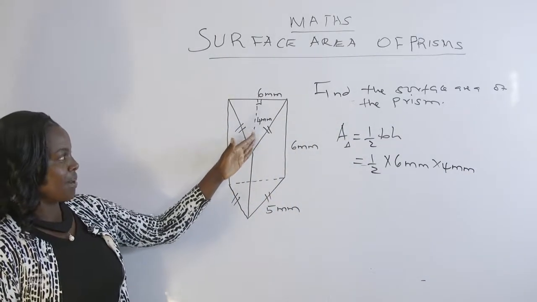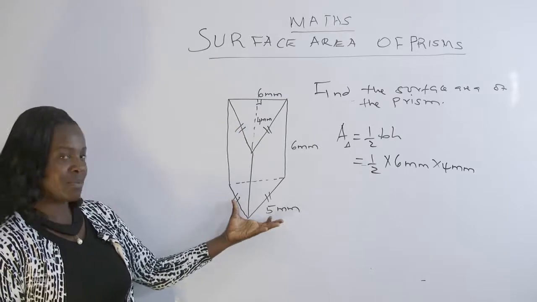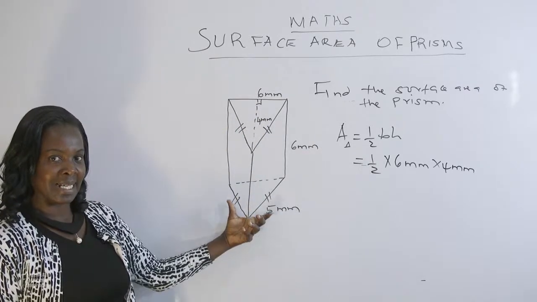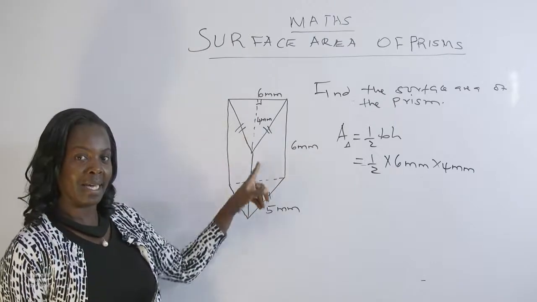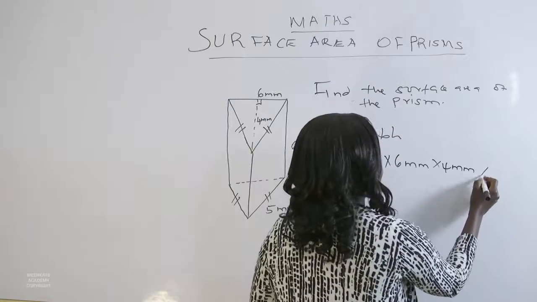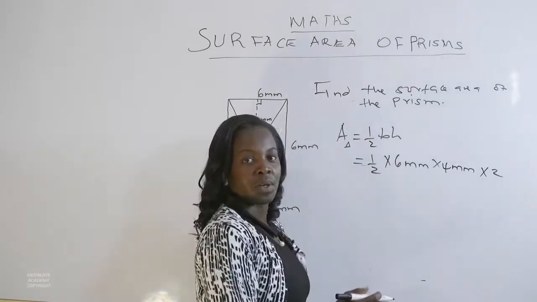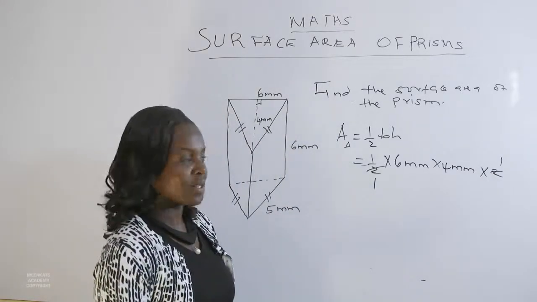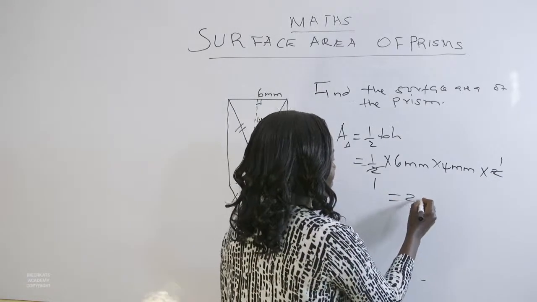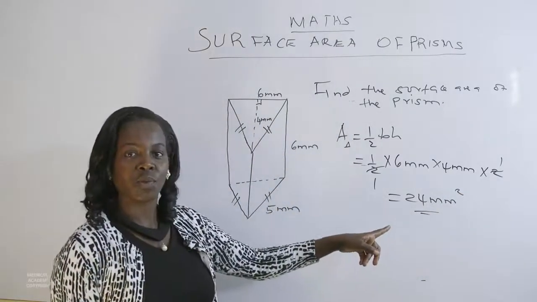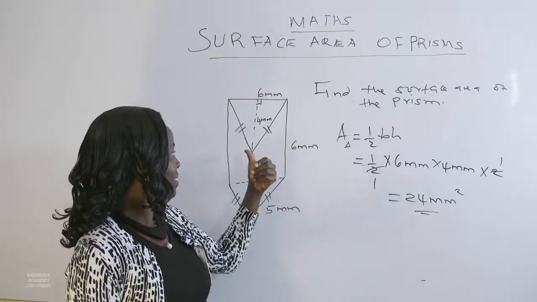Because we have the same triangle at the bottom, instead of calculating them separately, we multiply by 2. This triangle here and the triangle at the bottom. So 2 and 2 cancel out. We'll have 24 square millimeters for the triangles.